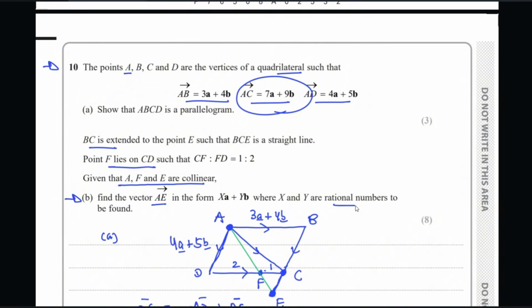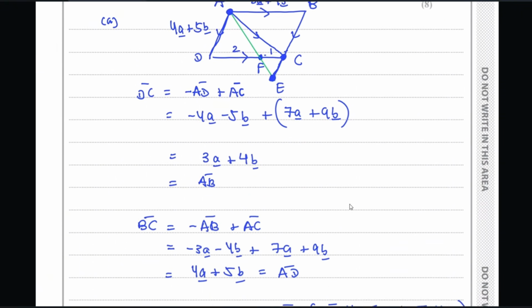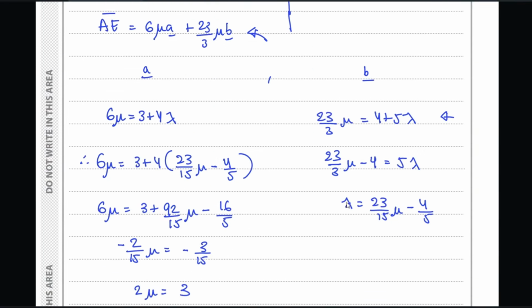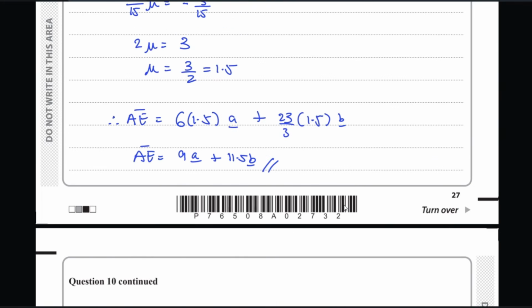Since they have mentioned rational numbers, just to be safe, we should use fractions to make it explicit that it's a rational number. So instead of saying 11.5, we should use a fraction form, 23 over 2 B. That is better. So the answer is vector AE equals 9A plus 23 over 2 B. That is question 10.